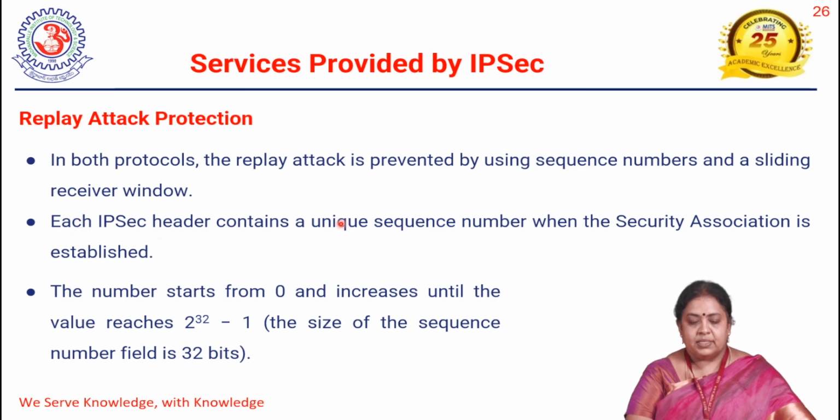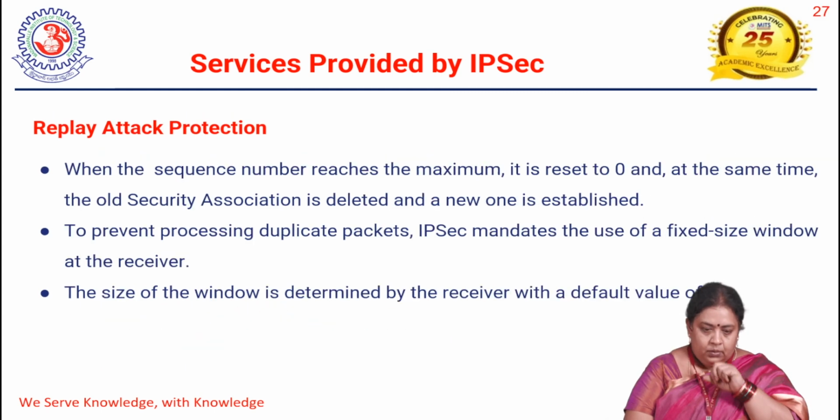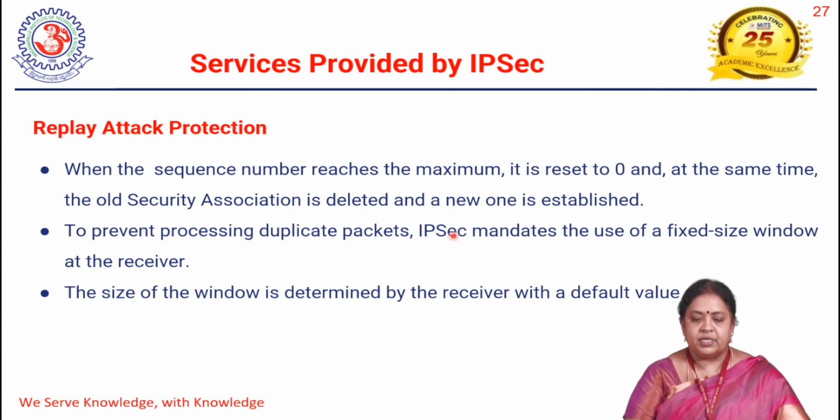So what happens? It is going to use a sequence number. Whenever the security association is established between the two parties, the IPSec header is going to generate a sequence number. The number starts from 0 and increases until it reaches 2 to the power of 32 minus 1. If it reaches the maximum, it is set to 0.